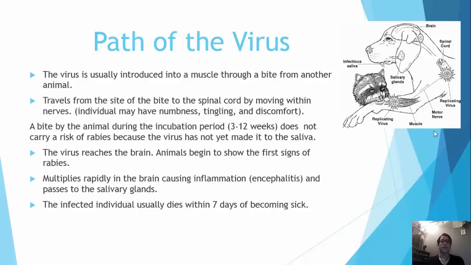After the incubation period, the virus goes from the spinal cord to the brain. This is where animals start to show the first signs. In the brain, the virus multiplies very rapidly and causes inflammation of the brain, or encephalitis. And then it passes on to the salivary glands, where the individual can become infectious. Usually after about 7 days of showing those signs, an individual will die.